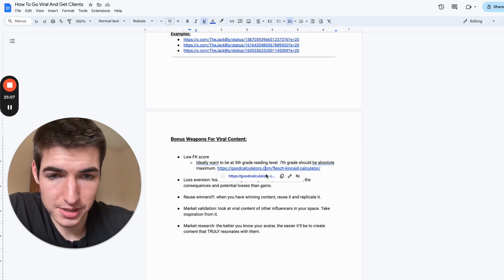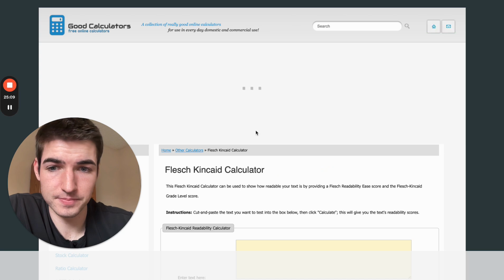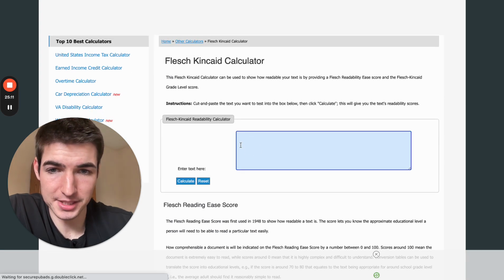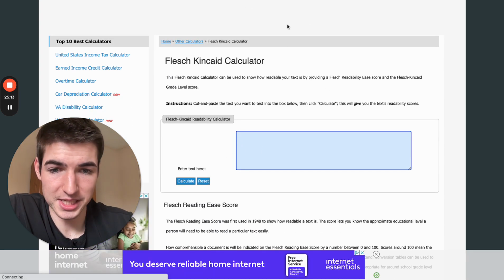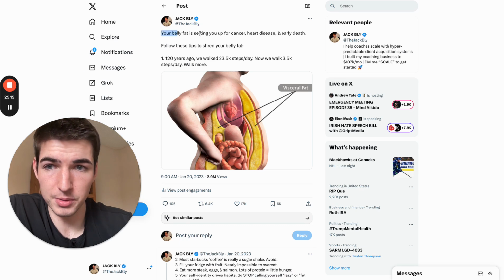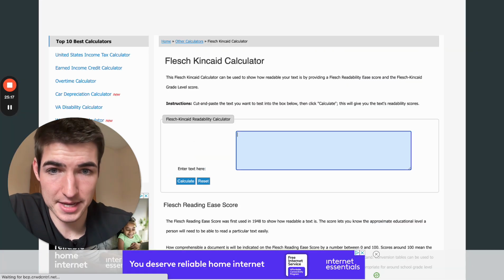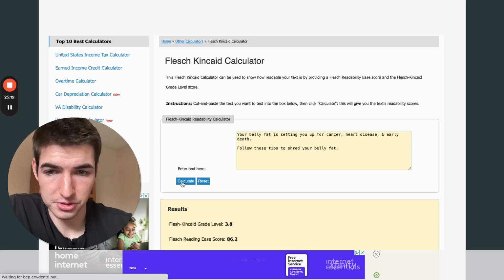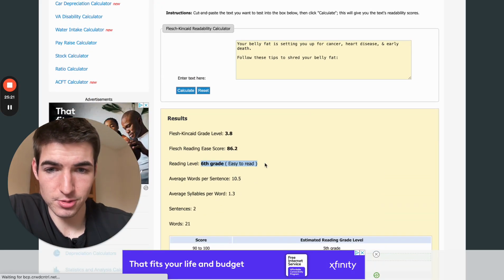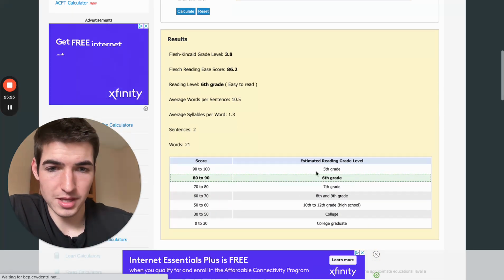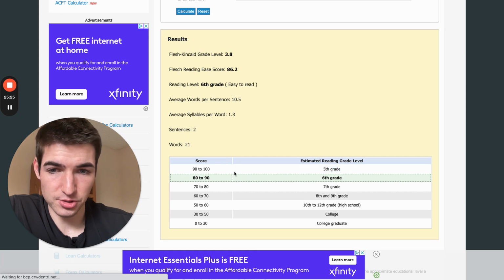There are calculators for this online. Let me show you this. You can input your content right here, and it'll tell you the graded reading level of it. So for example, let's say we put in this headline, we calculate it. We can see this is a 6th grade reading level, it's not bad. Ideally we're at a 5th, that's the best you can be.